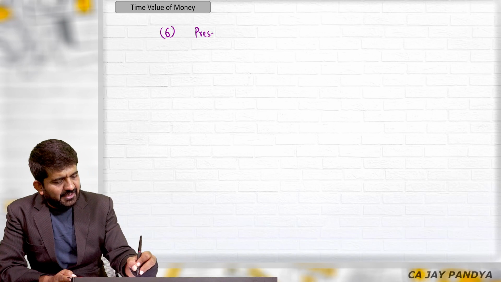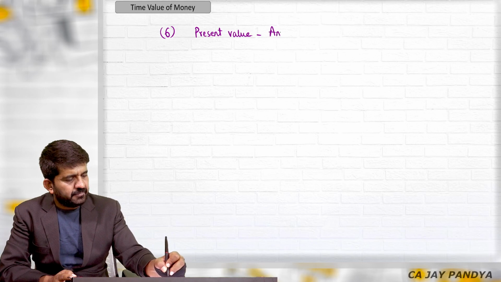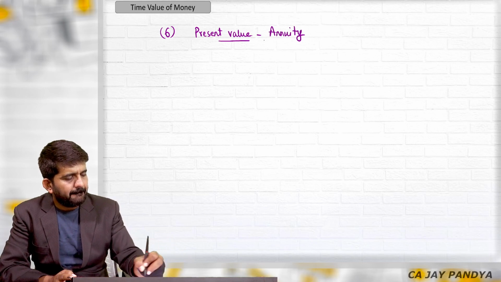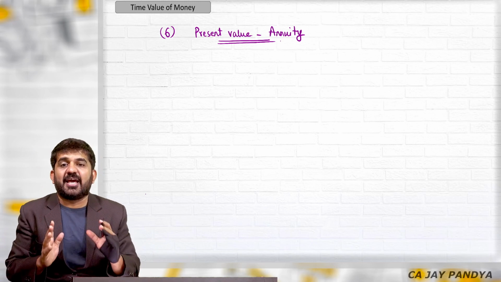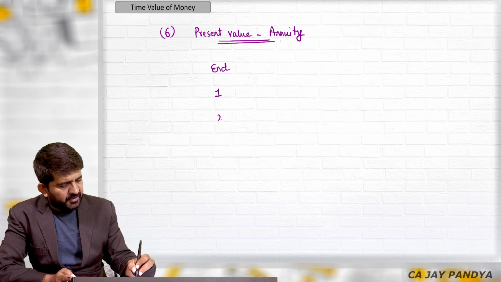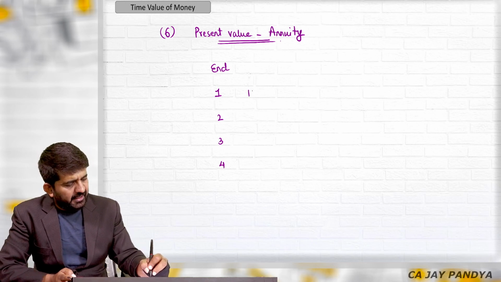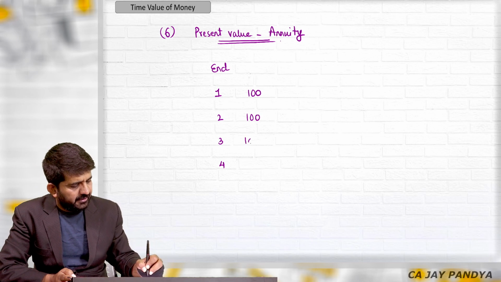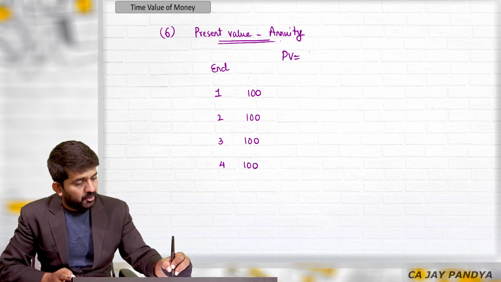Let us go to the 6th category of question. They are still present value questions, but of annuity. What is annuity? As I told you, it is equal cash flows. So, if at the end of first, second, third and fourth year, the amount is 100, 100, 100 and 100, I want to find out present value.